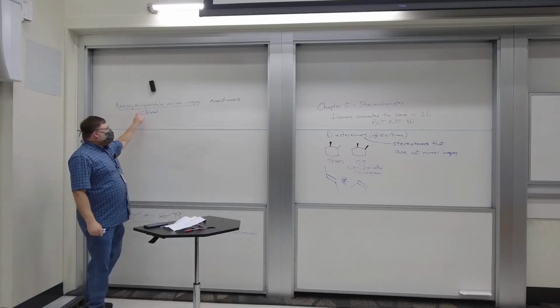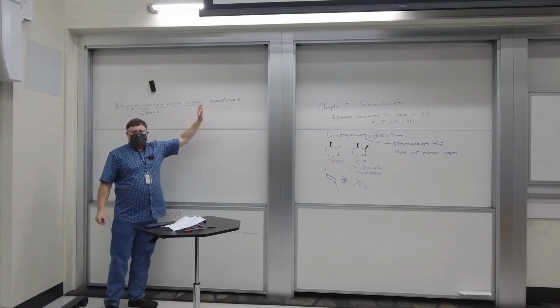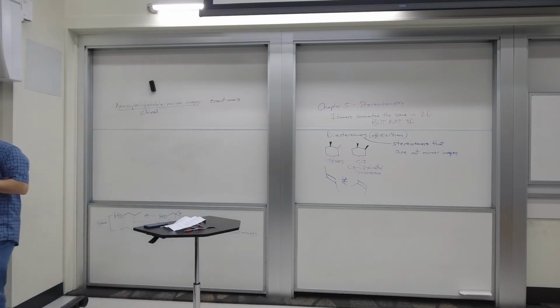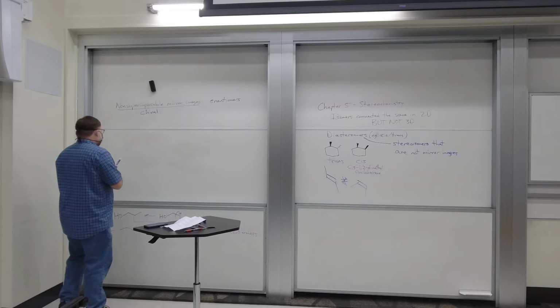So non-superimposable mirror images that are molecules are called enantiomers. So how many enantiomers can a molecule have? It can only have one. Some molecules, the mirror image is superimposable with itself. So let's do ethanol again.